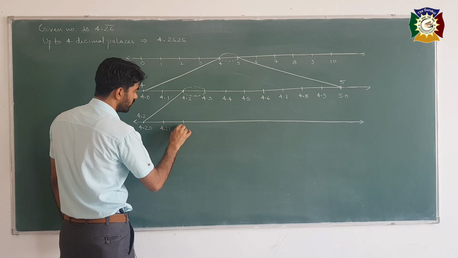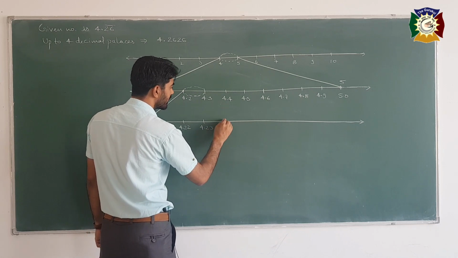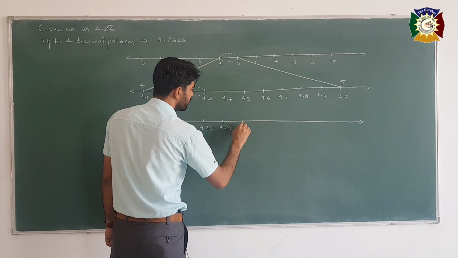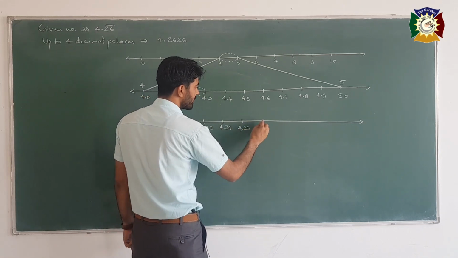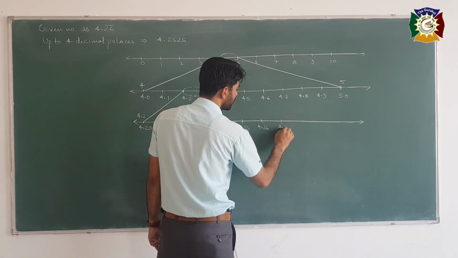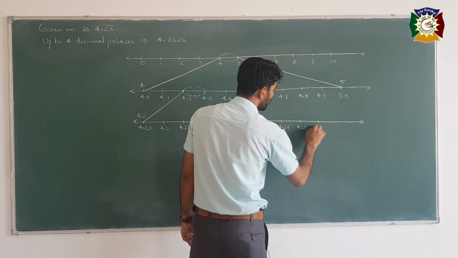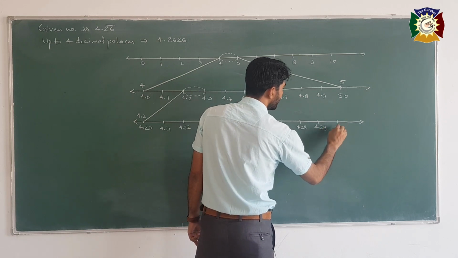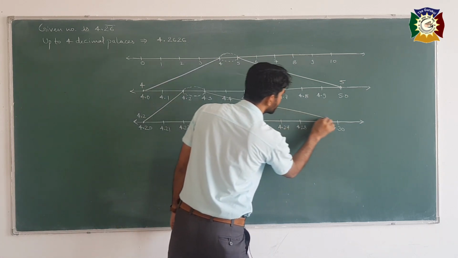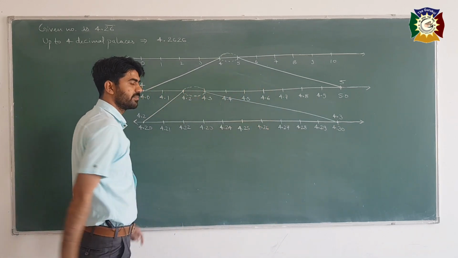4.21, next 4.22, 4.23, 4.24, then 4.25, next 4.26, 4.27, 4.28, 4.29 and 4.30. And 4.30 is 4.3. So we have magnified this gap.